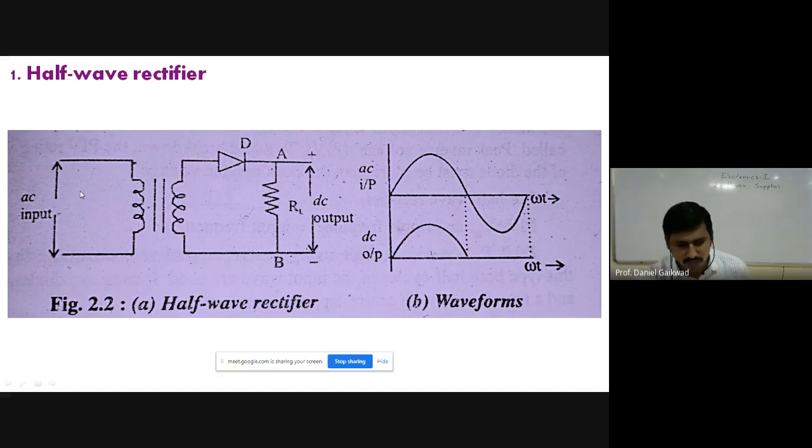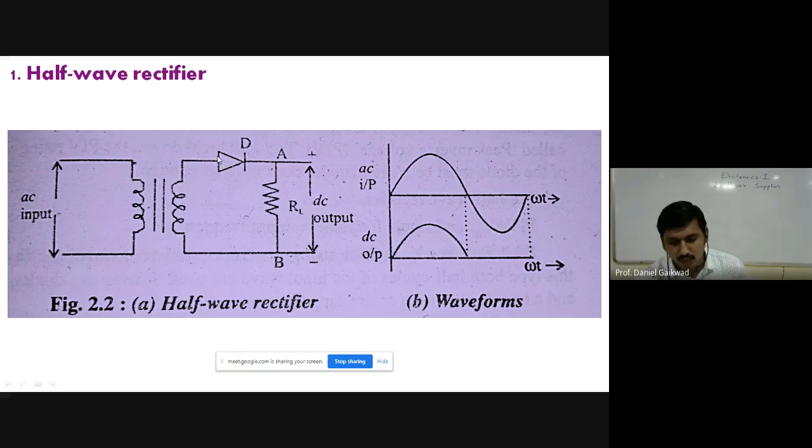So check carefully how to draw the diagram. Here we have the AC input between these two terminals. This terminal is connected to the primary of the transformer. Then these two lines represent the core of the transformer. Then we have the secondary coil of the transformer. Now, one terminal of the secondary coil is connected to the diode.